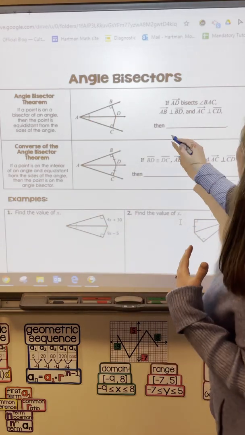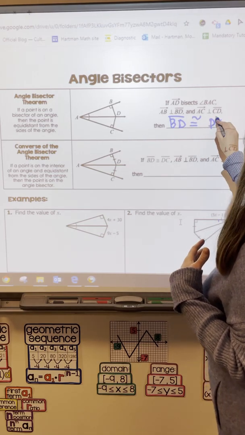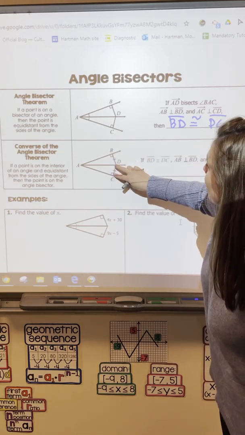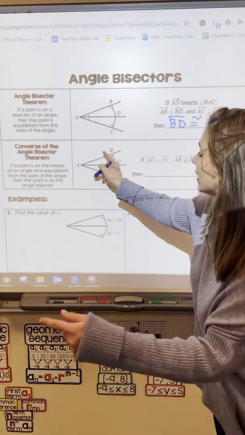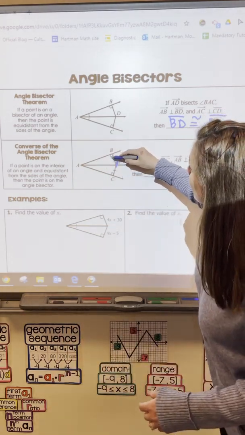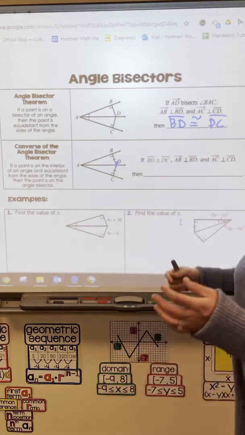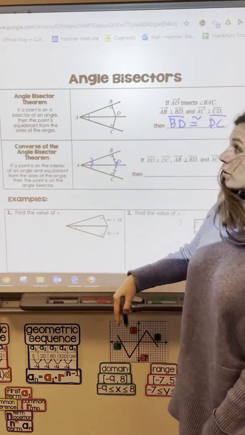So now, if AD is bisecting BAC, and these guys are perpendicular to each other, then the statement I can make is that BD is going to be congruent to DC. And then I can switch that converse up. I can say, okay, look at these guys and they're equal to each other. So if a point is on the interior of an angle, inside this angle, and it's equidistant from the sides of the angle, then the point is located on the angle bisector, meaning those guys are going to be congruent.